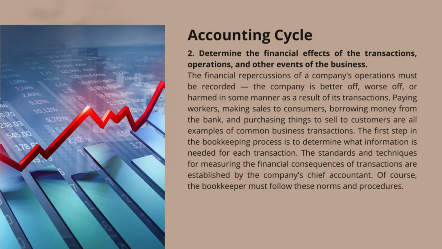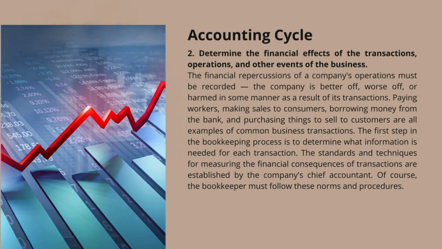Determine the financial effects of the transactions, operations, and other events of the business. The financial repercussions of a company's operations must be recorded. The company is better off, worse off, or harmed in some manner as a result of its transactions. Paying workers, making sales to consumers, borrowing money from the bank, and purchasing things to sell to customers are all examples of common business transactions. The first step in the bookkeeping process is to determine what information is needed for each transaction. The standards and techniques for measuring the financial consequences of transactions are established by the company's chief accountant. Of course, the bookkeeper must follow these norms and procedures.